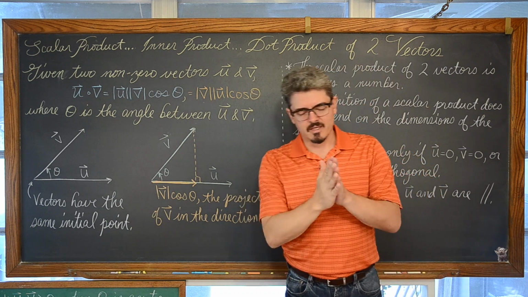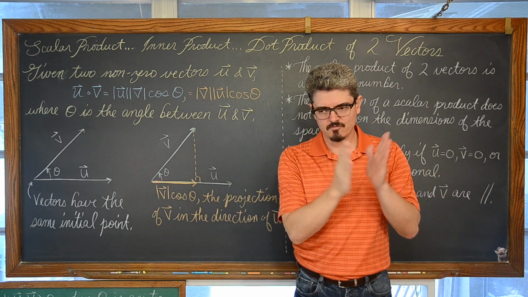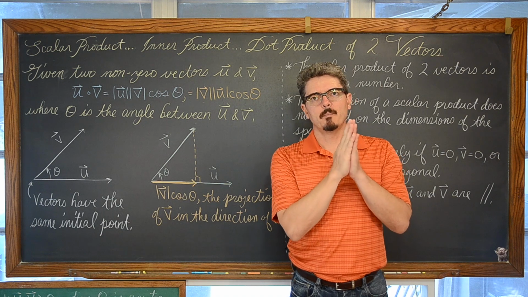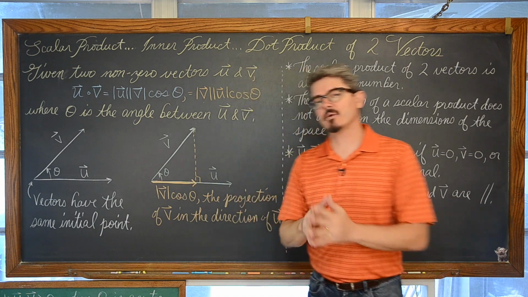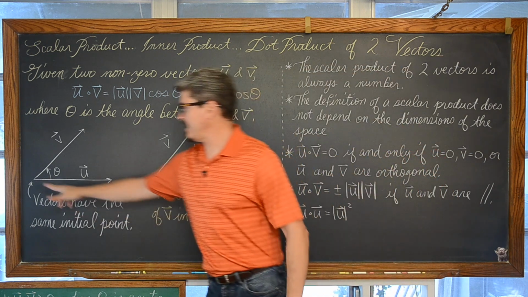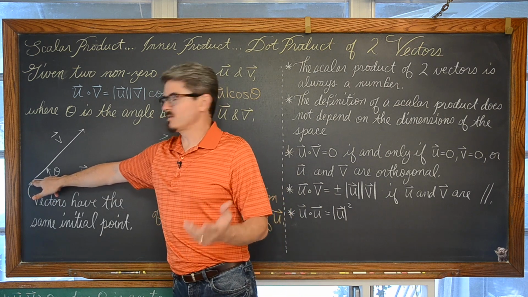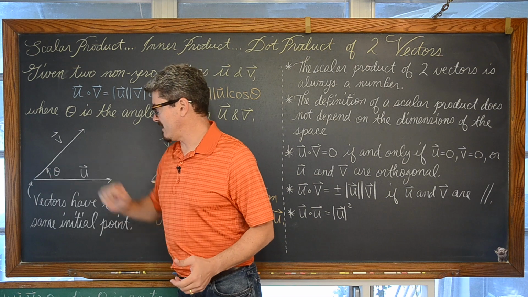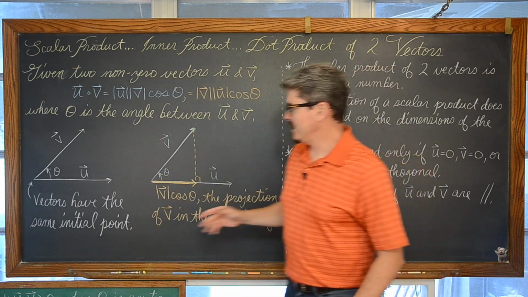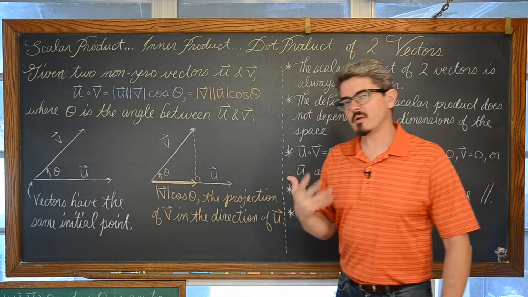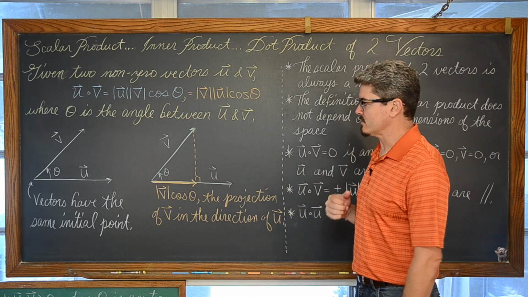Now, the definition. Vectors are defined by their magnitude and direction, not their initial point. But if you want to talk about an angle between 2 vectors, we need to assume these vectors are sharing an initial point. So here we have our angle theta between these, and we have that same initial point, so we can measure the angle between those 2 vectors.